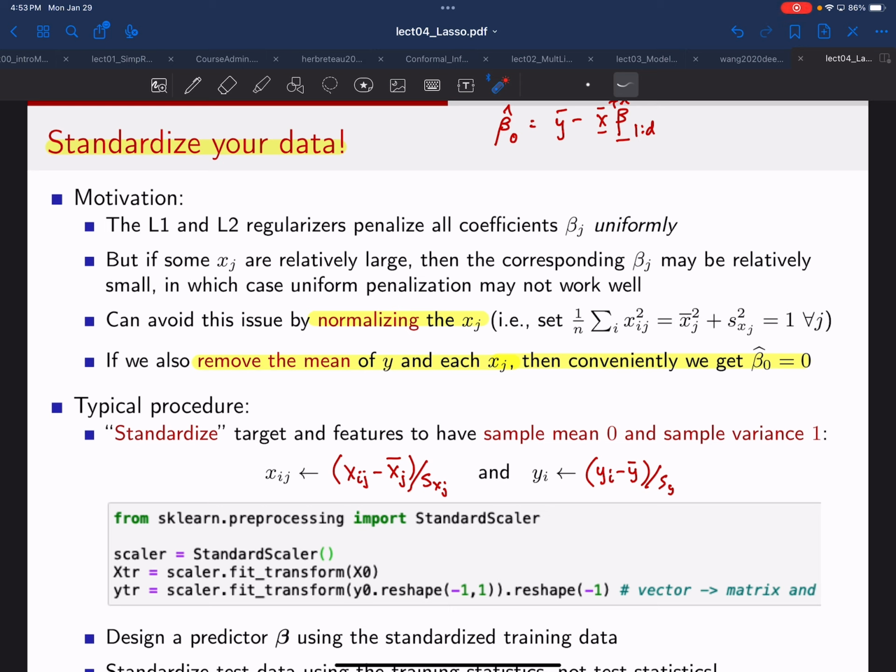Okay, is that making sense in terms of a procedure definition? Okay, so how you do this is in scikit-learn, there's something called the StandardScaler, and it is a function that can do this for you. So the first thing you do is you instantiate that function. The next thing you do, first we're going to standardize the features, so we just do that in one line.